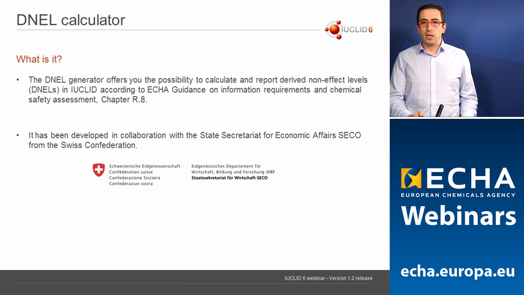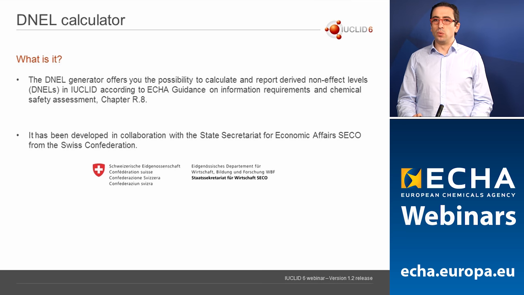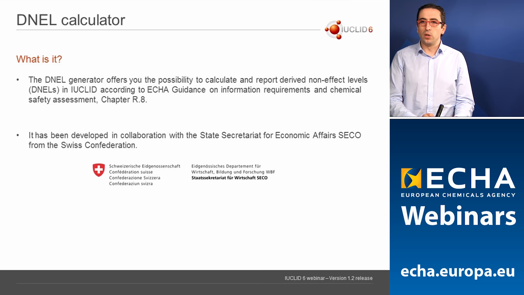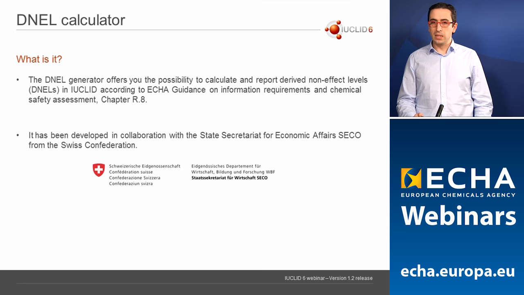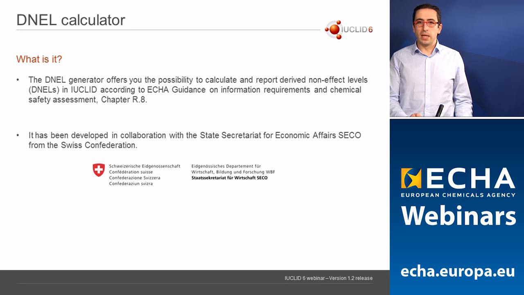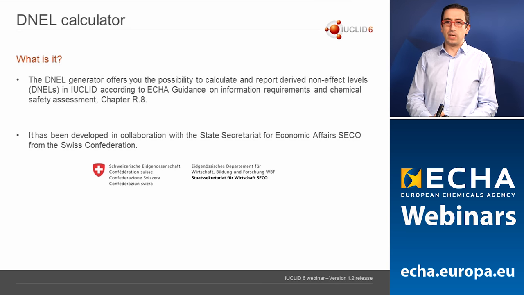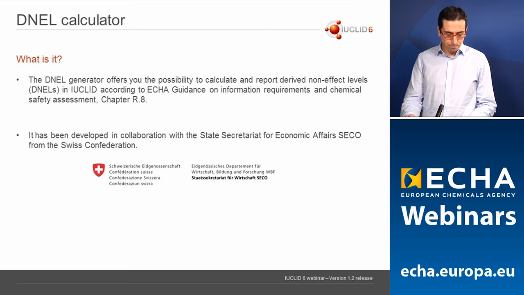This feature offers you the possibility to calculate and report derived no-effect levels, DNELs, in IUCLID according to the recommendations in ECHA guidance on information requirements and chemical safety assessment, in particular chapter R8. This feature has been developed in collaboration with the State Secretariat for Economic Affairs, SECO, from the Swiss Confederation.